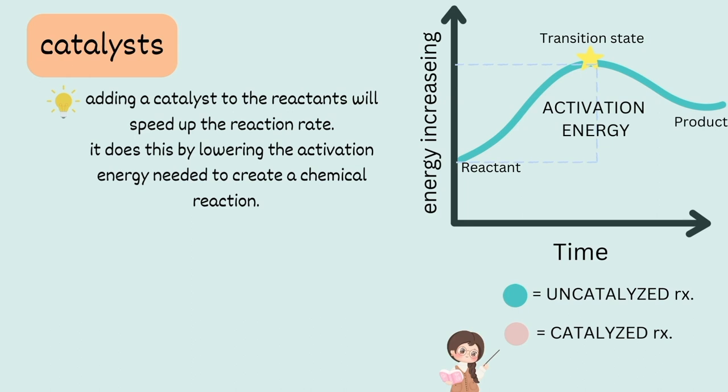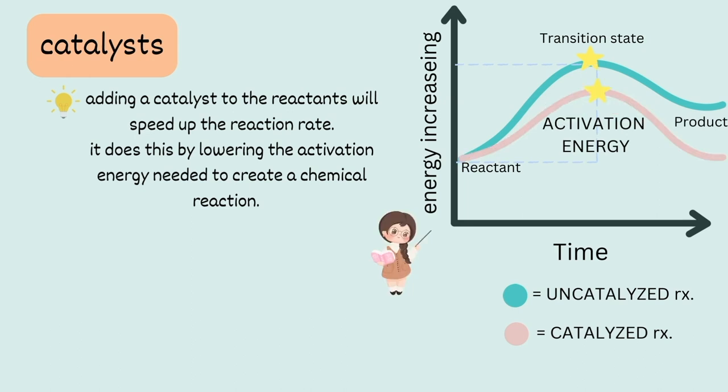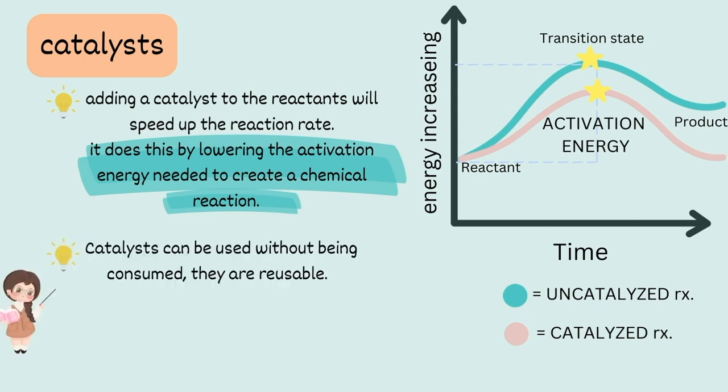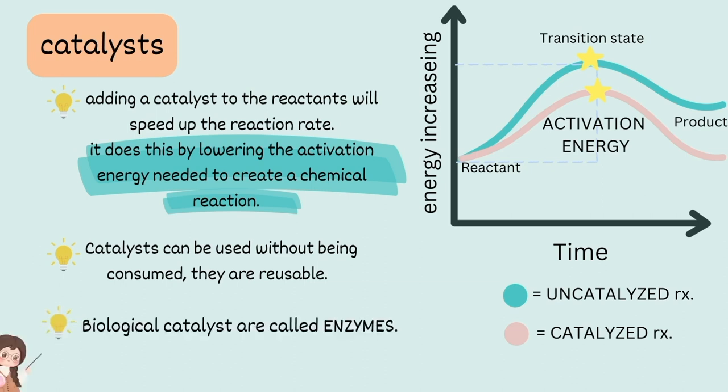Notice the pink catalyzed reaction has a lower activation energy, meaning it will take the reactant less time to reach the transitional state and become products. That is how a catalyst speeds up a chemical reaction. It does so by lowering the activation energy. Other important things to remember about catalysts are that they can be used without being consumed, meaning they are reusable. Also, biological catalysts are called enzymes.